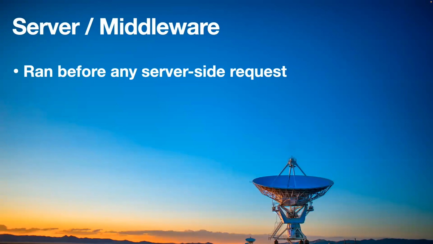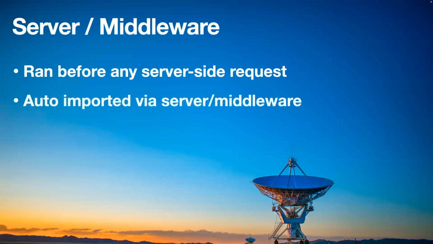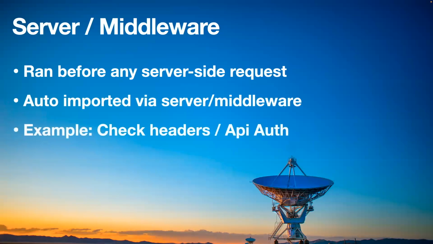Along with server routes and server APIs, you can actually have server middleware. That is run before any server-side request, which is really pretty nice. Again, it's auto-imported. One of the use cases is if you want to check headers for authentication, or you can even modify the request object before the other API endpoints get it. So if you want to test for authentication and you want to shove a user ID or something into the incoming request before the other APIs from your API folder get it, you can totally do that.